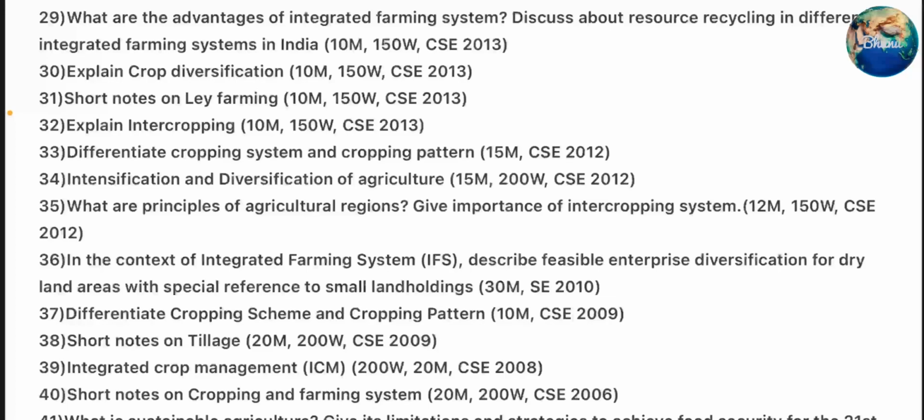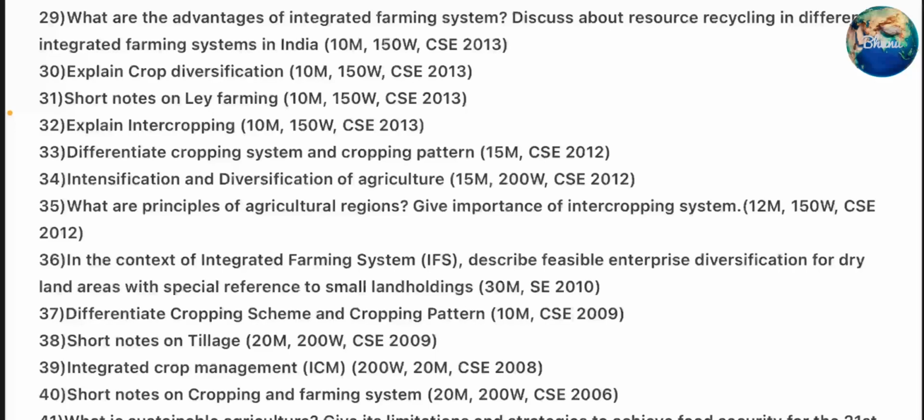Question 30. Explain crop diversification. Question 31. Short notes on lay farming. Question 32. Explain intercropping. Question 33. Differentiate cropping system and cropping pattern. Question 34. Intensification and diversification of agriculture. Question 35. What are the principles of agriculture region? Give importance of intercropping system.